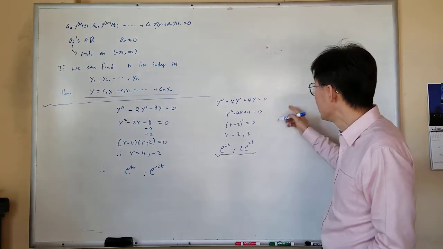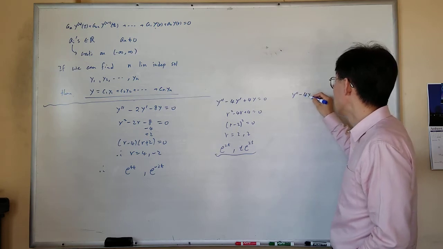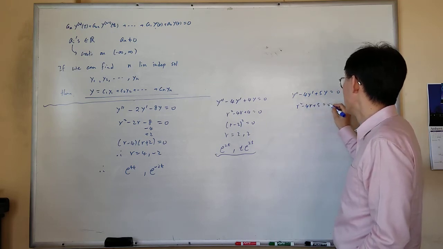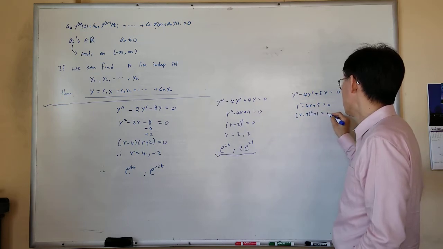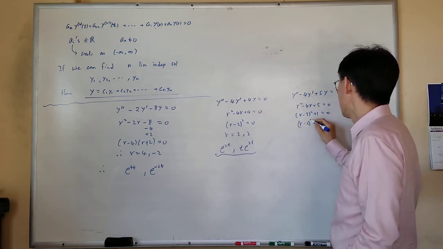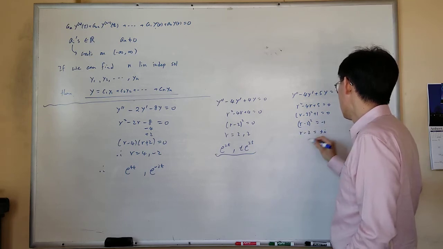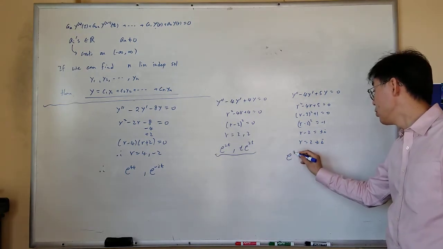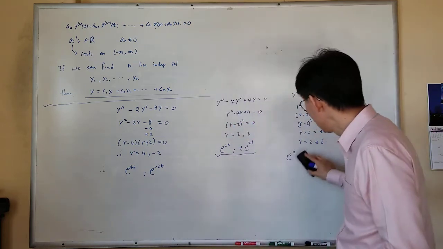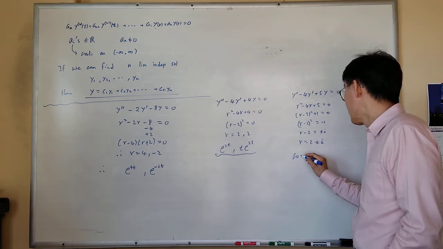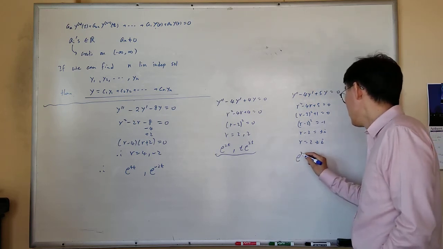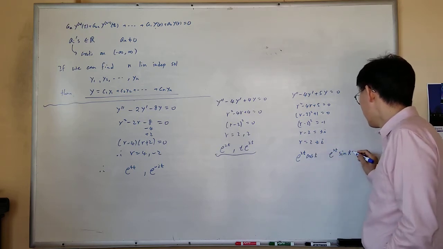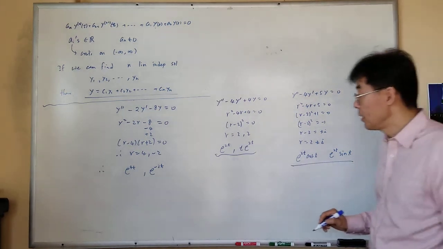All right? And finally, if you have something like, so that would be r squared minus 4r plus 5 equals 0, (r minus 2) squared plus 1 equals 0, (r minus 2) squared equals negative 1, so r minus 2 equals plus or minus i, r equals 2 plus or minus i, then instead of e to the 2t, we write e to the 2t cosine 1t and e to the 2t sine 1t, right? Then these two form linearly independent solutions.